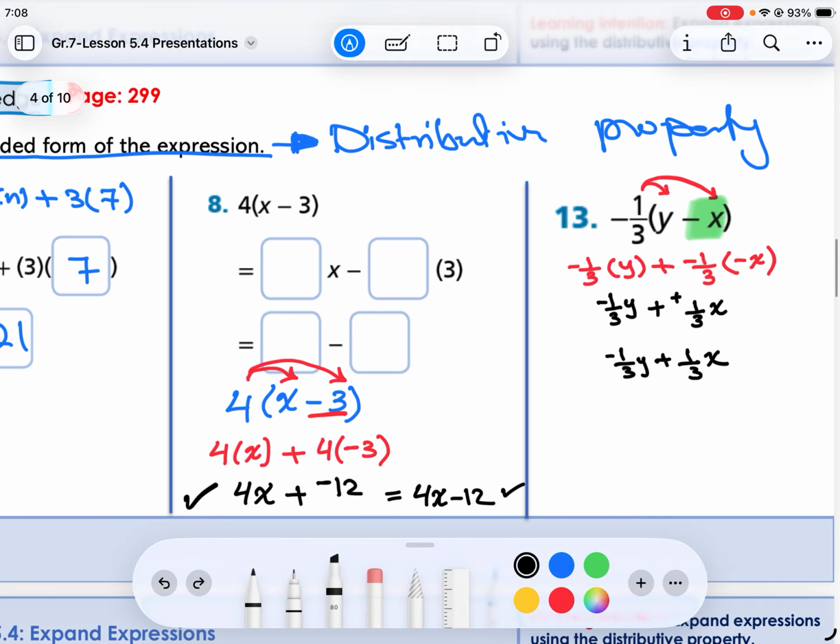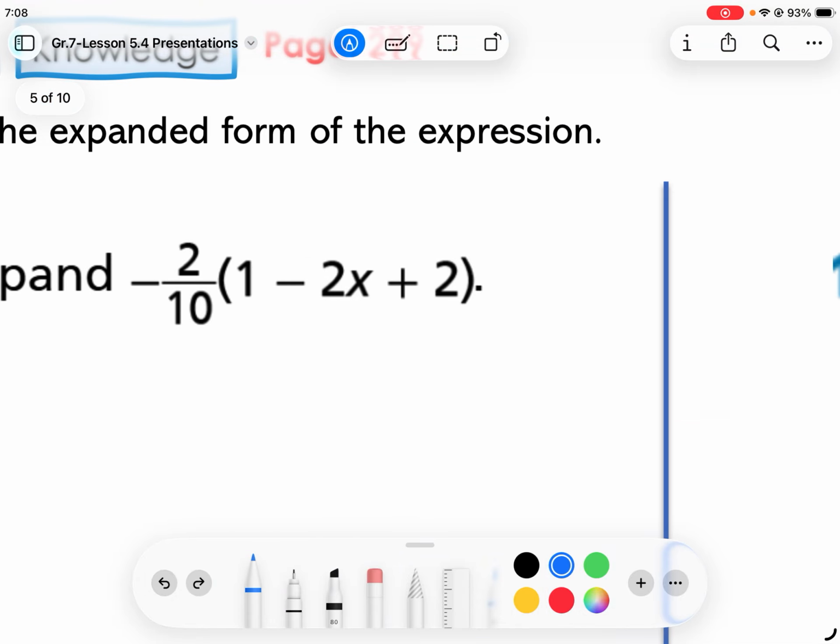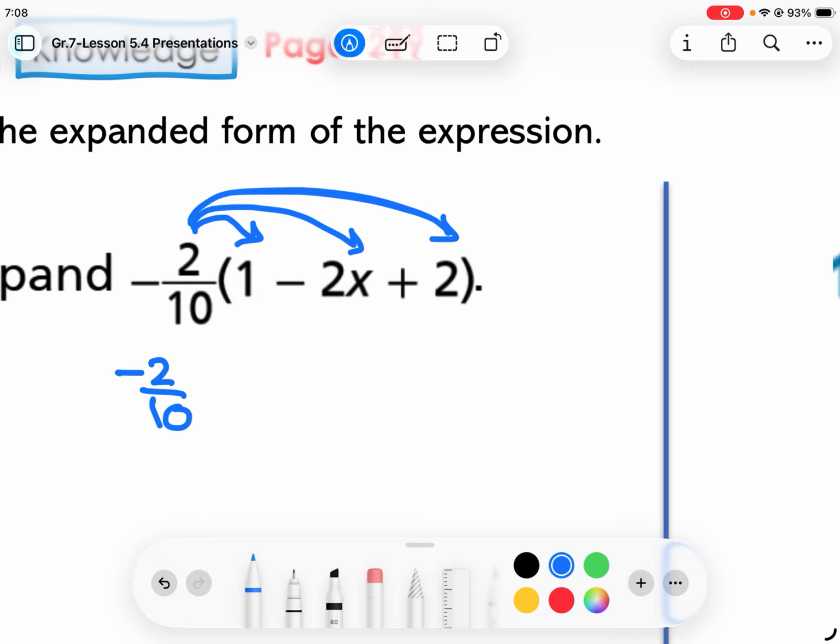Okay, now let's move on. Let's take another example. Here we have 3 terms, but that's okay, who cares? Let's apply the same steps and we will be just fine. Let's expand the expression. Again, how do we expand expressions? We use the distributive property. I'm going to use arrows to help me. I'm going to multiply 2/10 with 1, then with 2x, and then with 2. Let's start. So negative 2/10, focus on the signs. 2/10 is negative, so you take the sign with it, times 1.